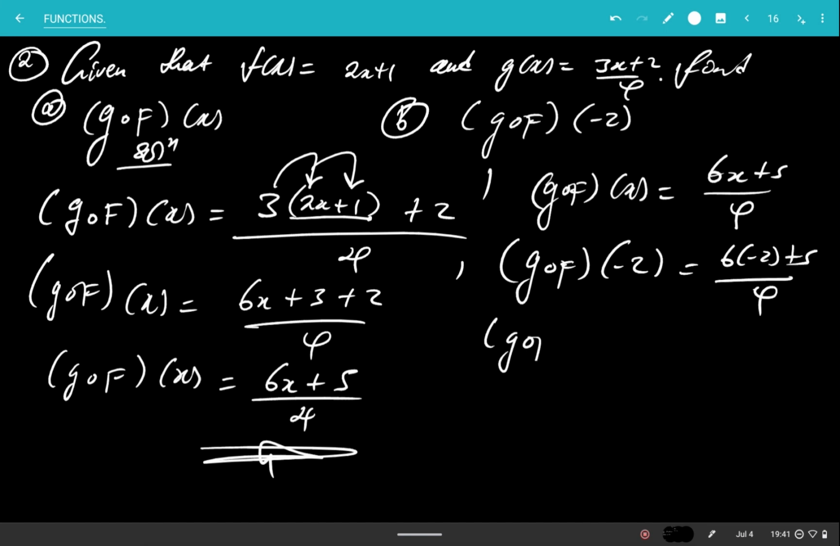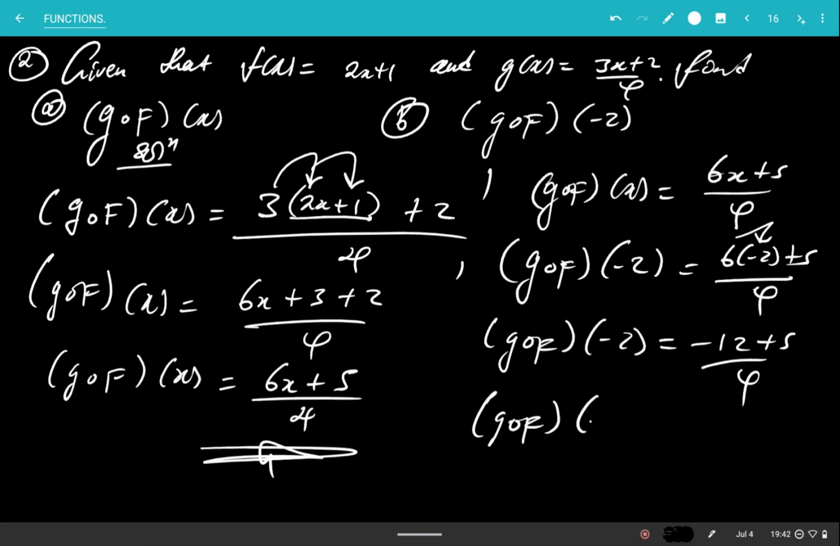So you get g of f of minus 2 being equal to (6 times minus 2), which is minus 12, plus 5, over 4. If you do your computation and check clearly what your minus 12 plus 5 will be, you simply get minus 7. So you get minus 7 over 4. And that's basically how you go about solving such a question.